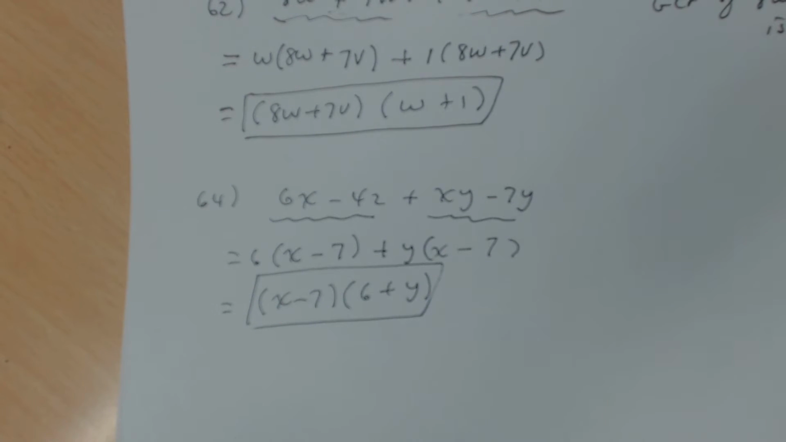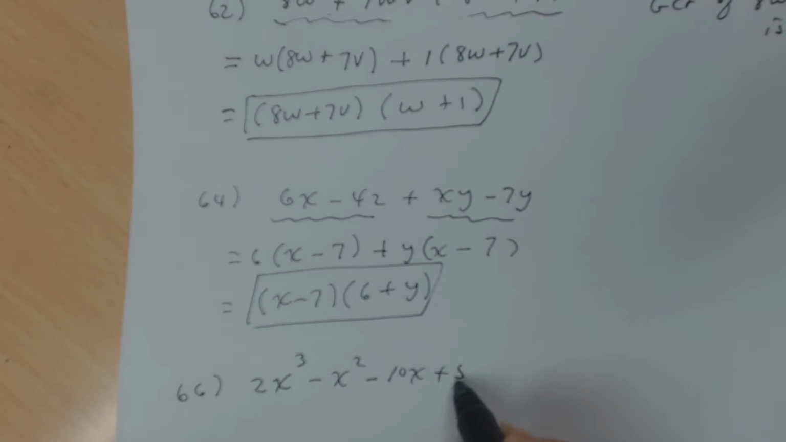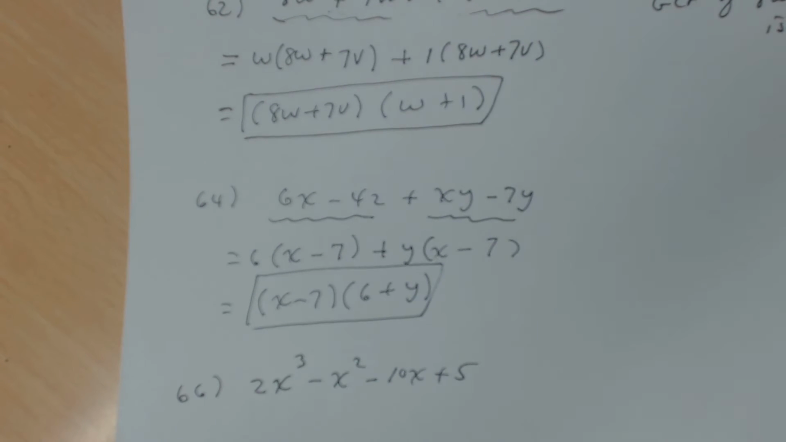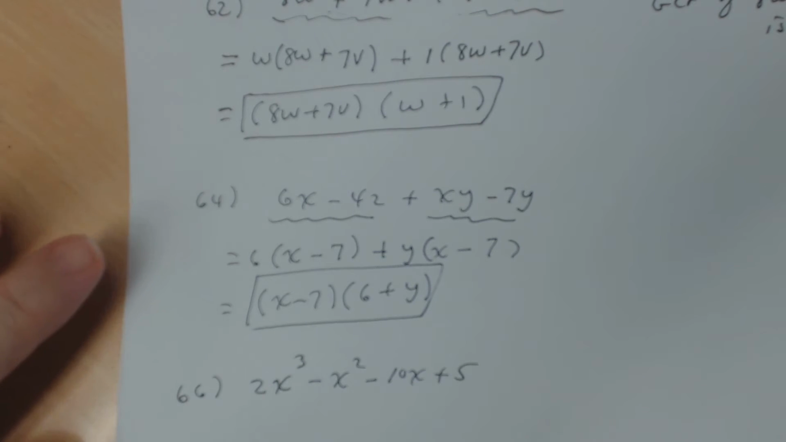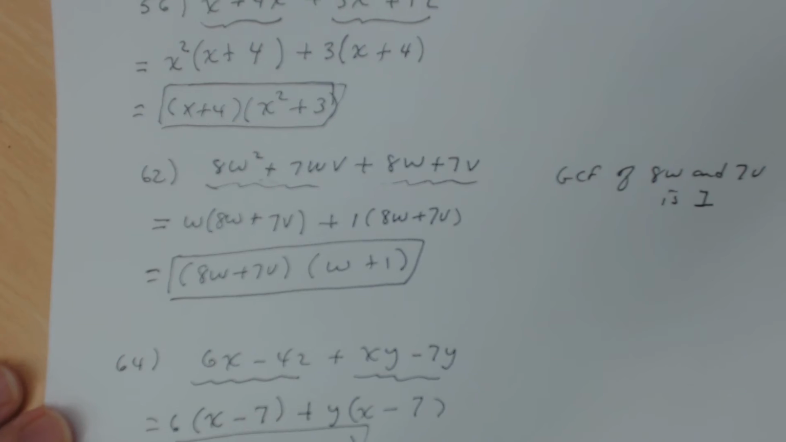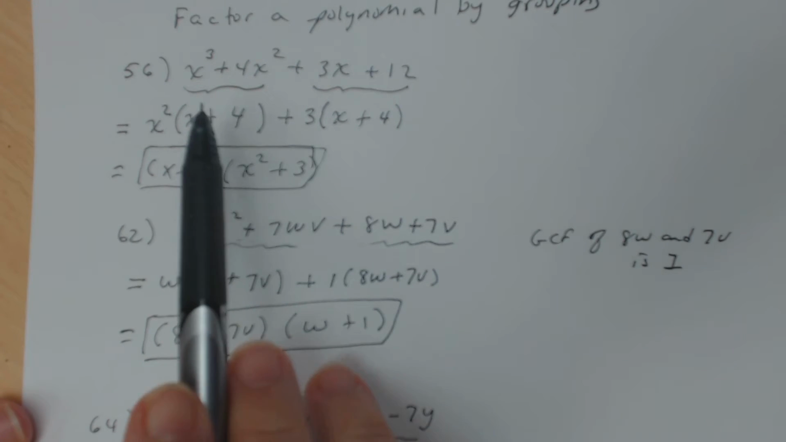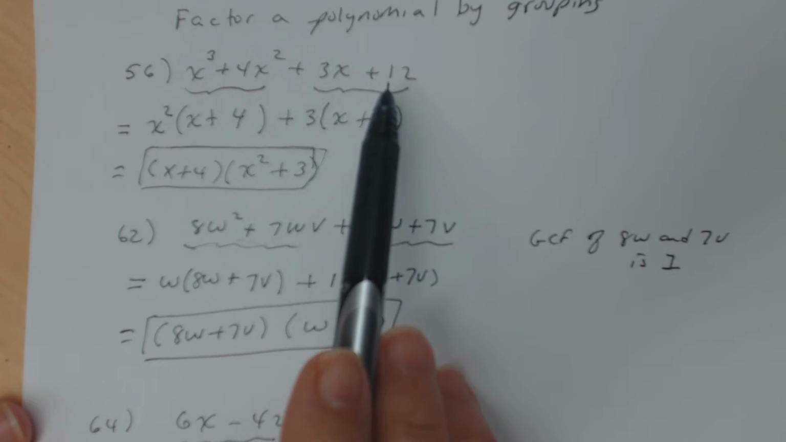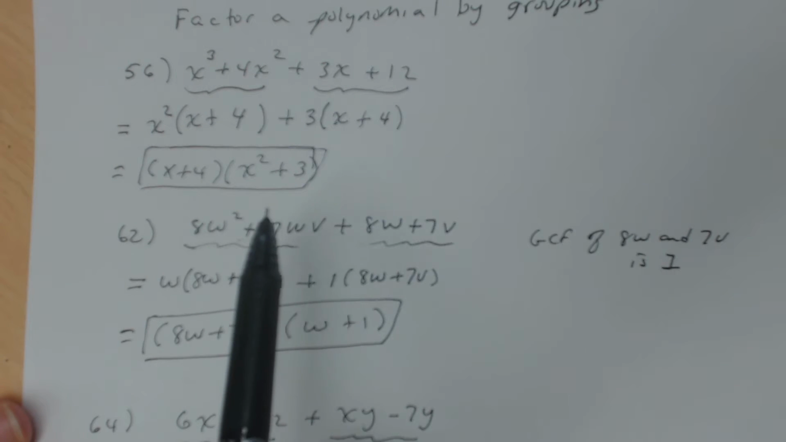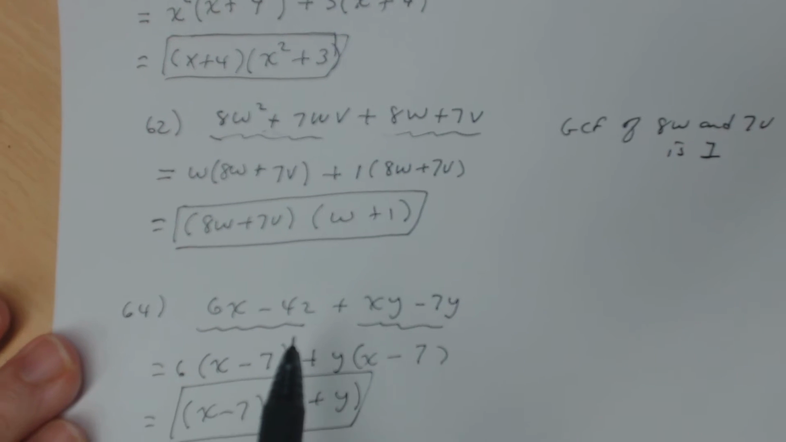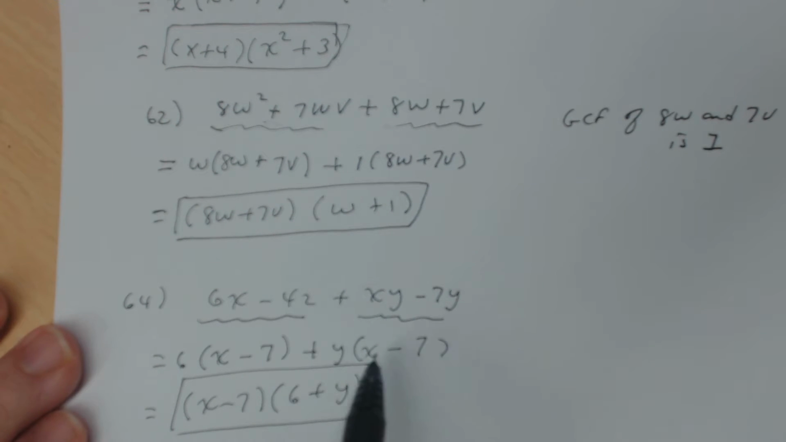Okay, now let's look at 66. So let's look at 66. So in 66, you have 2x cubed minus x squared minus 10x plus 5. Okay, now let's discuss how this looks different than the others. Now the first two are fairly easy. First two are easy because if you look at all of your terms, they had positive coefficients. Over here, all of your terms had positive coefficients. Now here, two of your terms had negative coefficients, but it still wasn't that bad. It wasn't difficult. It's fairly easy to do.